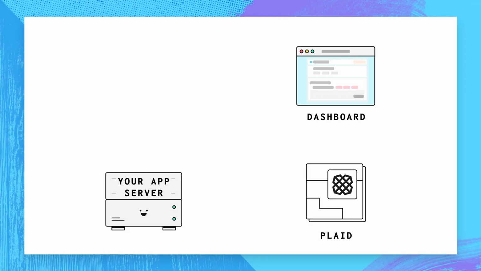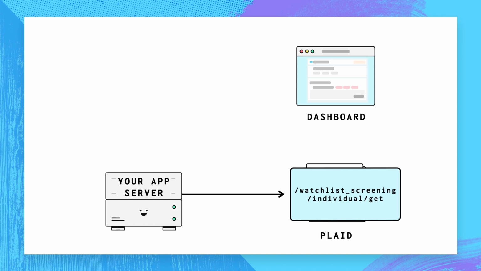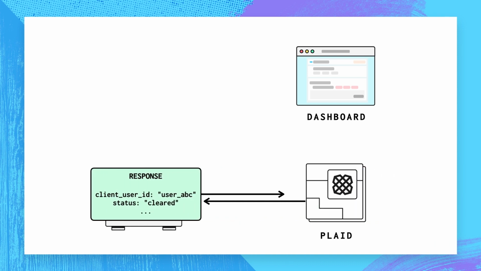When the user screening status has been updated, Plaid will send a webhook to your server with the screening ID of this user. Make another call to the appropriate GET endpoint, and you'll get back the new status of this user alongside your own client user ID, so you can update your records accordingly.